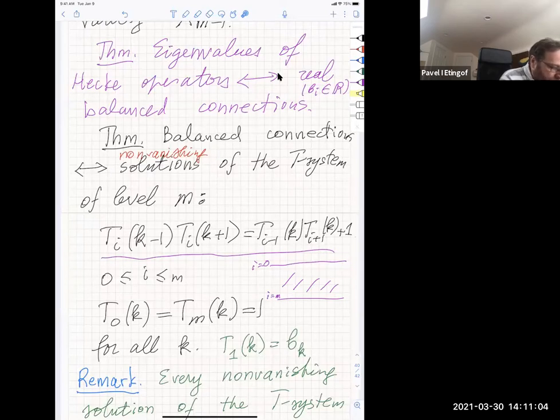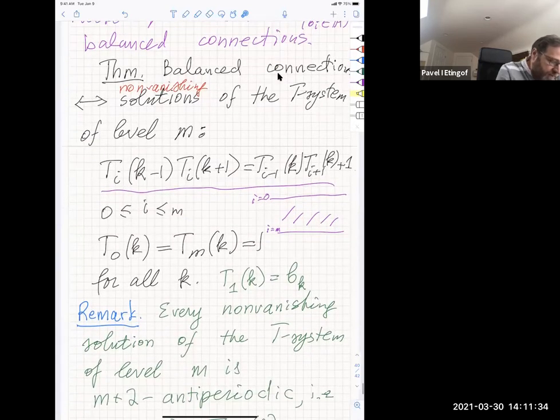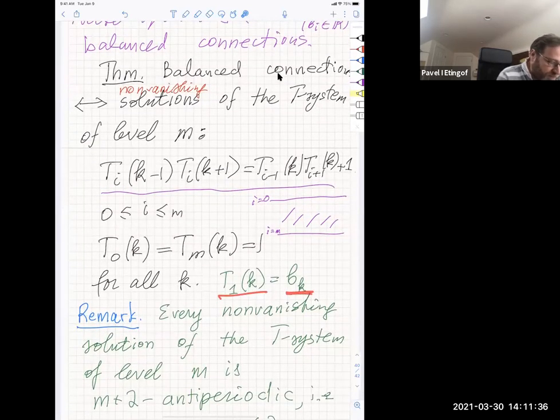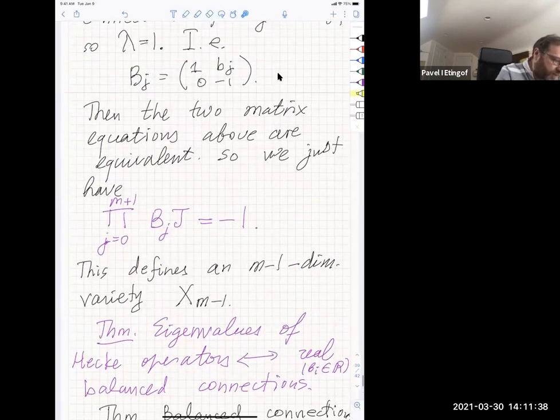The equation is the following: T_i(k-1) T_i(k+1) equals T_{i-1}(k) T_{i+1}(k). This system arises in a zillion different settings. In particular, what we get is solutions which live in a strip. So the boundary condition is 1, so it's 1 here and 1 here, at i equals 0 and i equals m. And then there is some dynamics here. And the T_1(k) equals those numbers bk, which determine everything here, because this is the only thing that's left unknown.